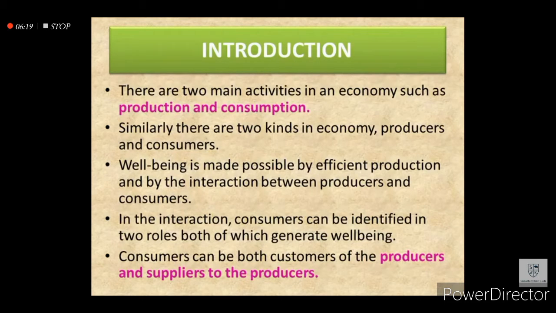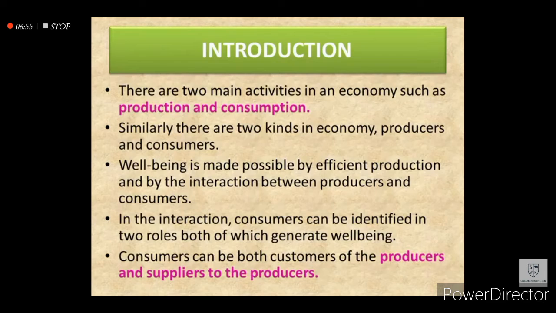Without consumer demand, producers would lack one of the key motivations to produce, that is, to sell to customers. So, the well-being is made possible by efficient production and by the interaction between producers and consumers. In the interaction, consumers can be identified in two roles, both of which generate well-being. Consumers can be both customers of the producers and suppliers to the producers.